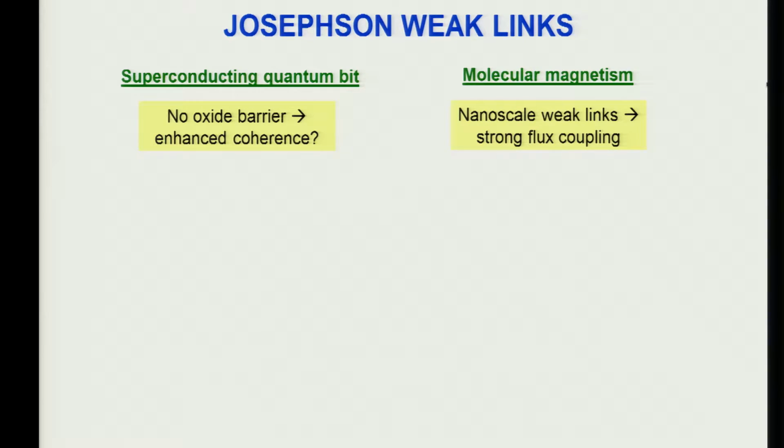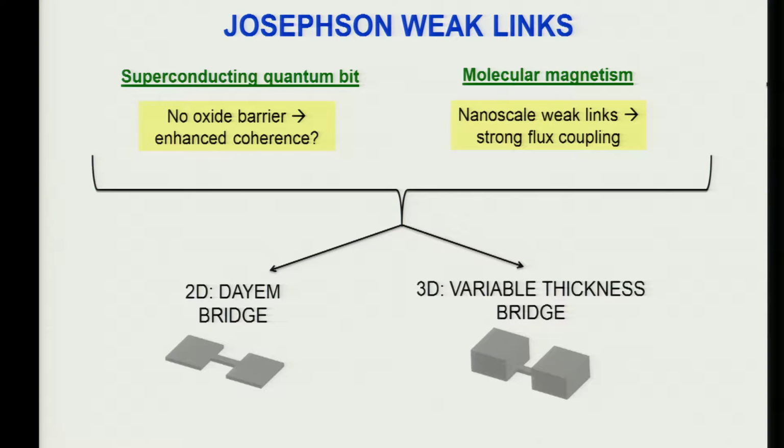Because one of the challenges with tunnel junction-based squid devices is that if you would like to effectively couple the magnetic field of a very small nanoscale or atomic scale dipole, that coupling is not very efficient with a large tunneling junction. However, it may be very efficient with a nanoscale feature like a weak link. So really, there were two choices to consider. One is this two-dimensional geometry for a Josephson junction, or historically called the Dayem bridge. The other option was to consider a three-dimensional or variable thickness bridge.